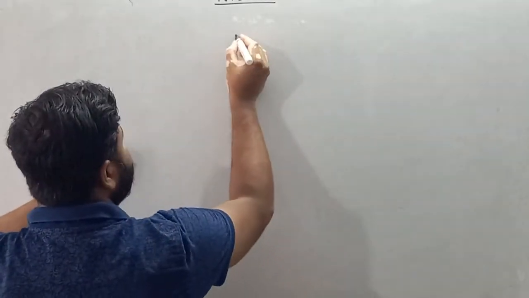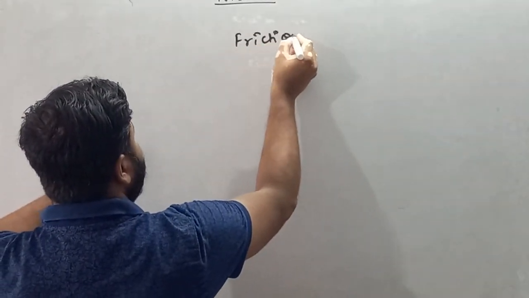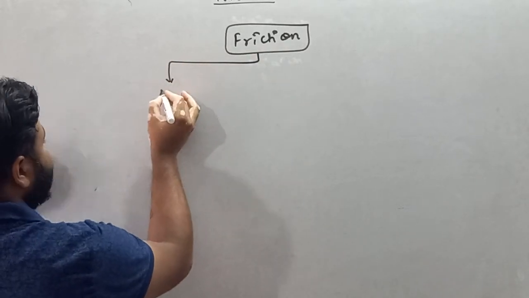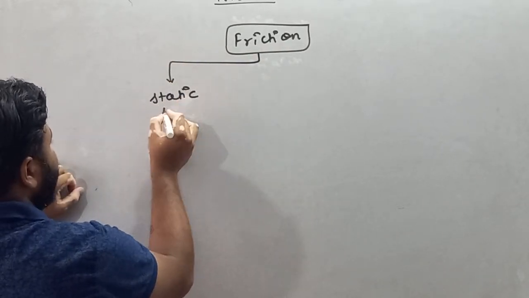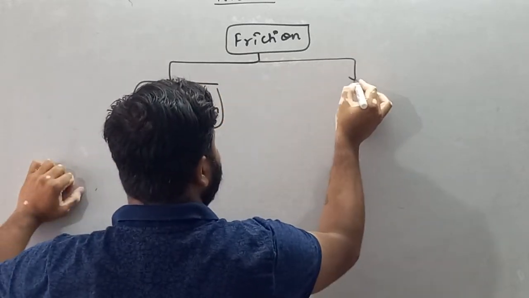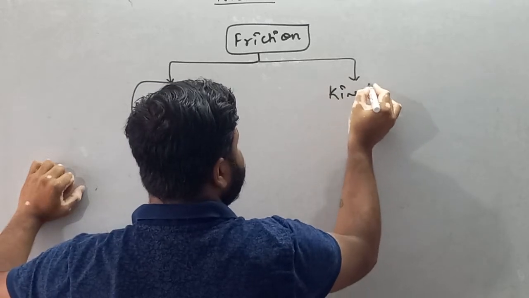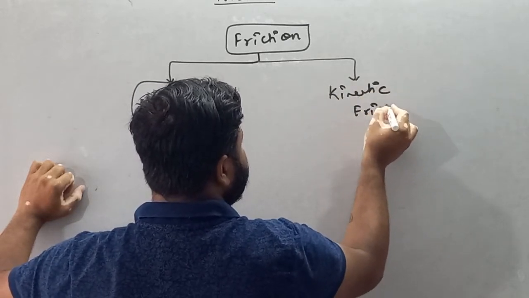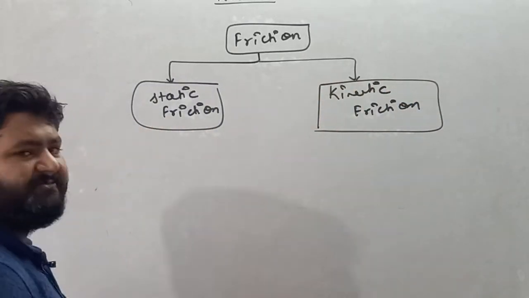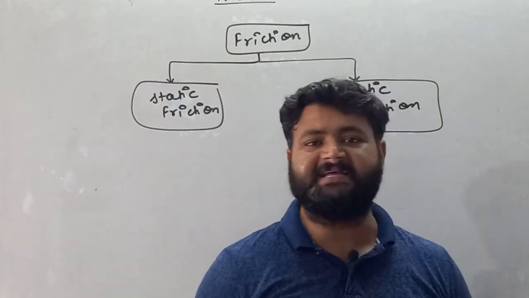In last class we discussed types of friction, and I told you friction is basically of only two types, my dear student, not even three types. The first type of friction is static friction, and the second type of friction is kinetic friction.